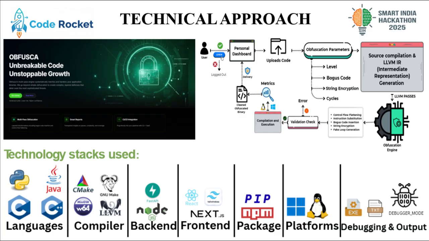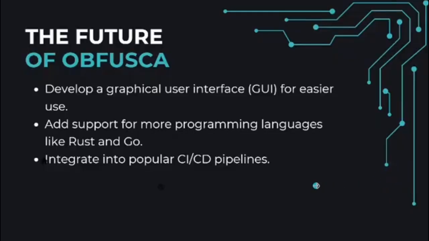We have built this on a robust, industry-standard technology stack to ensure performance and reliability. The core engine uses LLVM and Clang for the compiler-level transformation. The backend logic for our custom passes is written in C++, and the user interface is a simple Python web app targeting both Windows and Linux platforms. For the future of Obfusca, we are planning to develop a graphical user interface for ease of use, add support for more programming languages, and integrate into popular CI/CD pipelines.